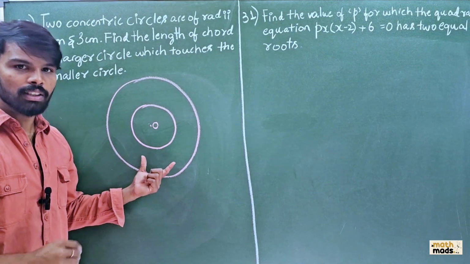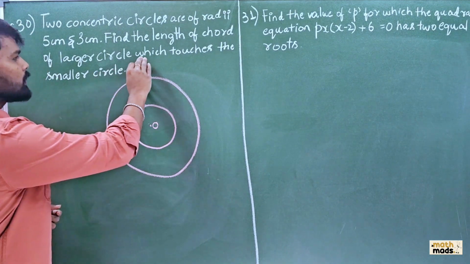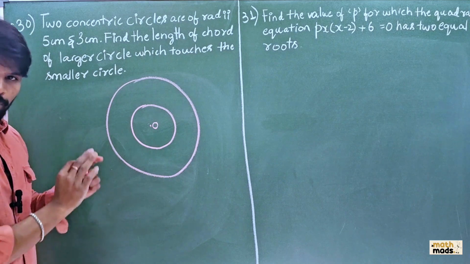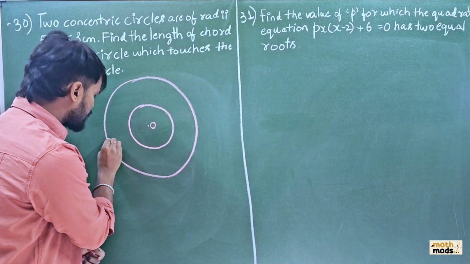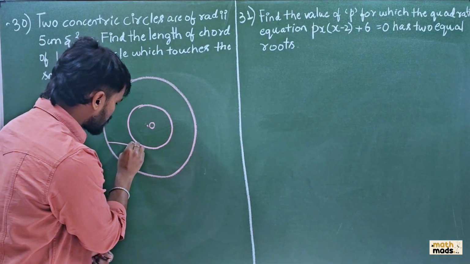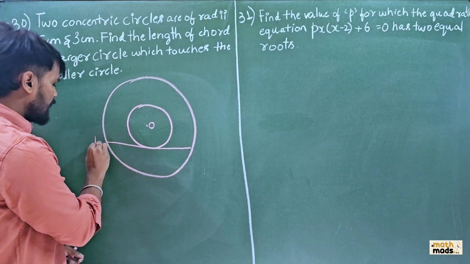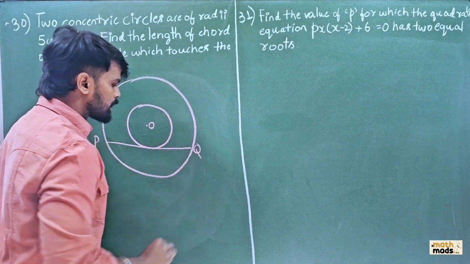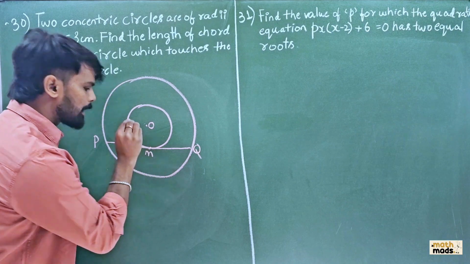So there is a chord in the larger circle. They have given that the chord touches the smaller circle. So you have to draw a chord which should touch the small circle. Let me consider a chord here which is actually touching the small circle. I'll name it as P and Q. The chord is touching the smaller circle at M.